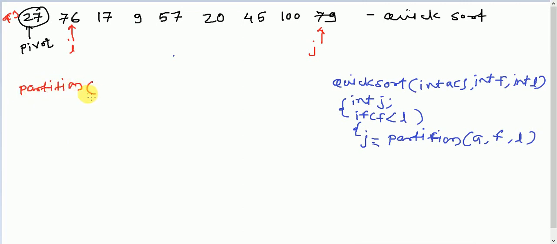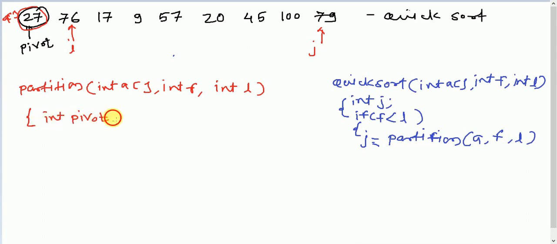In the partition function, we are getting one integer array A, the first element, and the last element, right? Now what is the first thing I am doing in this given array? First of all, I am declaring the pivot. Next, I am getting pointer I and pointer j pointing to the last element. For this purpose, I need int pivot element, I need I, j, and there is some swapping process, so I need a temporary variable to swap them.